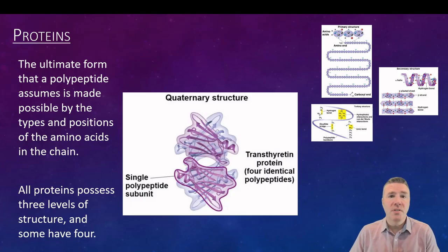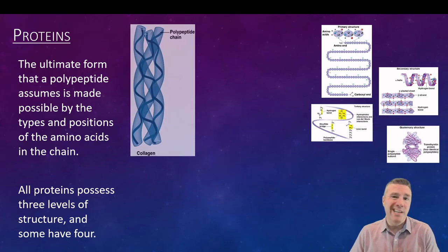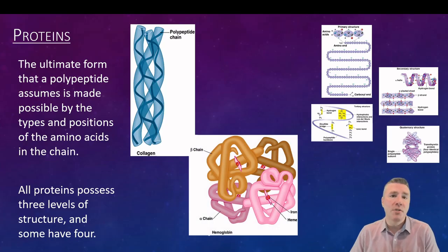Transthyretin, which is a hormone transport protein, is the result of 4 identical polypeptides joined together. The protein collagen, which is important in many connective tissues like those in our skin, tendons, and ligaments, is the result of 3 polypeptides twisted around each other. Necessary for the transport of oxygen, the red blood cell protein hemoglobin is comprised of 4 polypeptides.